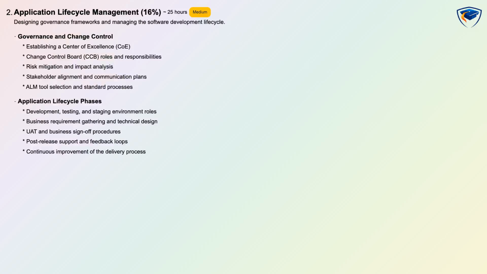Application lifecycle management is 16%, medium difficulty, estimated at 25 hours and assessed with conceptual and scenario questions. This domain focuses on governance frameworks and change control, so you will learn to establish a center of excellence and define change control board roles, risk mitigation approaches, impact analysis, and stakeholder communication plans.